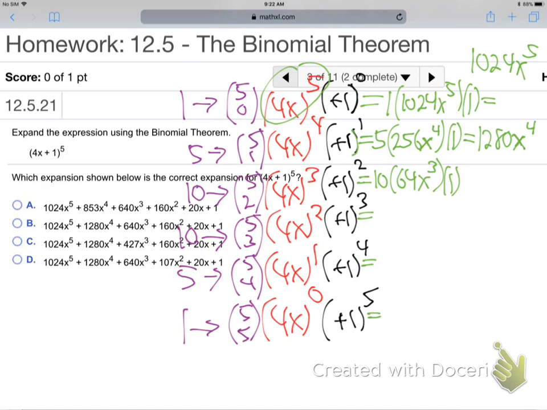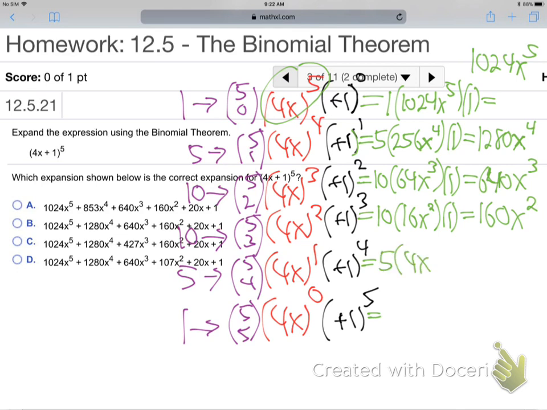64x cubed, 1 squared is 1. So what's that? 640x to the 3rd for the 3rd term. Good so far. Next one, 10, so that's 16x squared. Times 1, 160x squared. Okay. And then 5 times 4x times 1, 20x. And last one, 1 and 4x to the 0. That's all just 1, isn't it? It's all just 1. Here we go. So whichever answer that is, there's the terms.